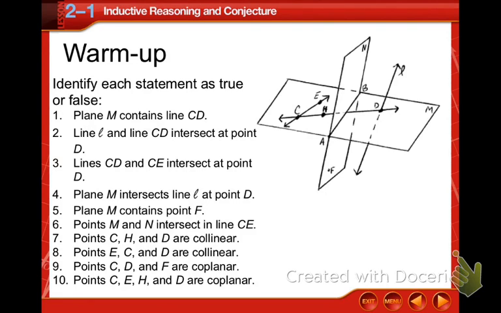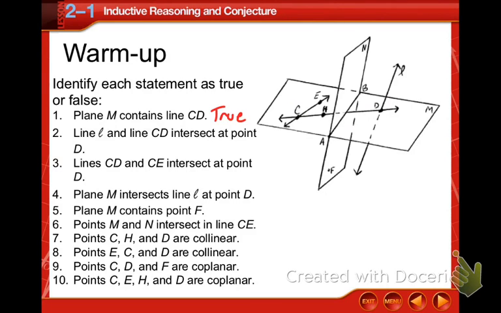So, here's our warm-up from the day that we did these notes. Just going to go through these, true, false, each one. So, plane M contains line CD. You can see plane M is the big parallelogram that is going left and right, pretty flat, from what we can tell. That is a plane, so it's going to be, but plane M contains line CD, and line CD is this guy right here. So yes, that is true. It does contain line CD.